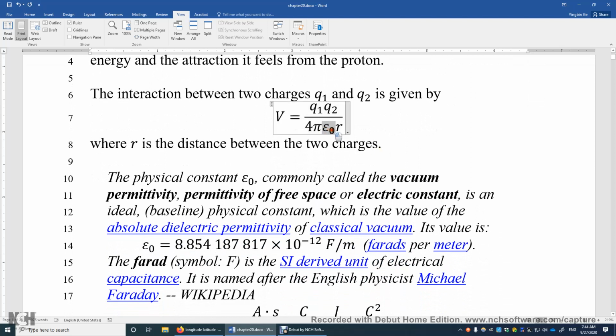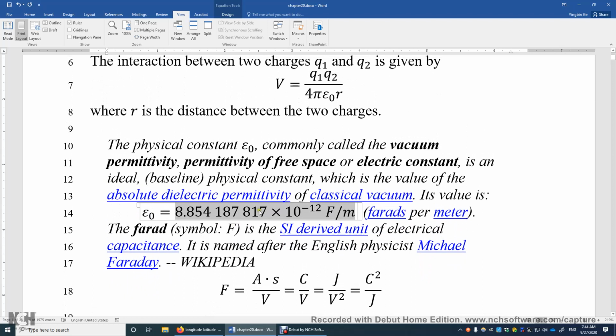What about this epsilon 0? Well, it's commonly called the vacuum permittivity. It's a physical constant. The value of epsilon is here. 1 over 4 pi epsilon is roughly 10 to the power of 10. Well, because 4 pi is roughly 10, and this is roughly 10 to the power of negative 11, so 1 over 10 times 10 to the power of negative 11 is roughly 10 to the power of 10.